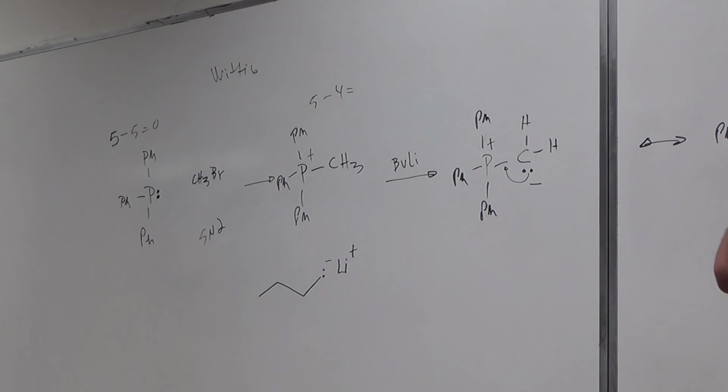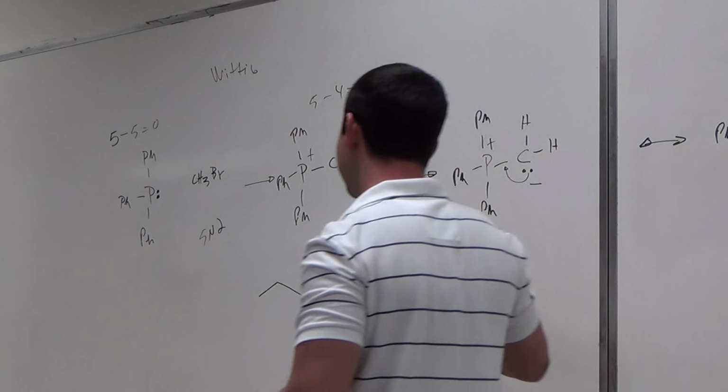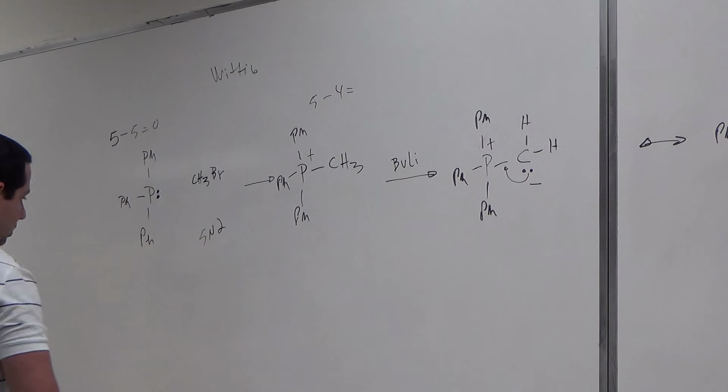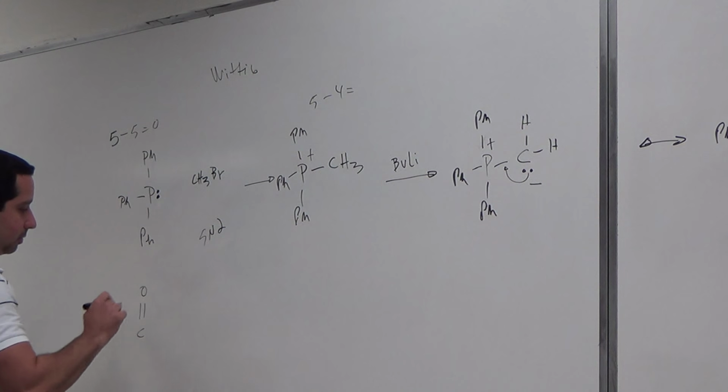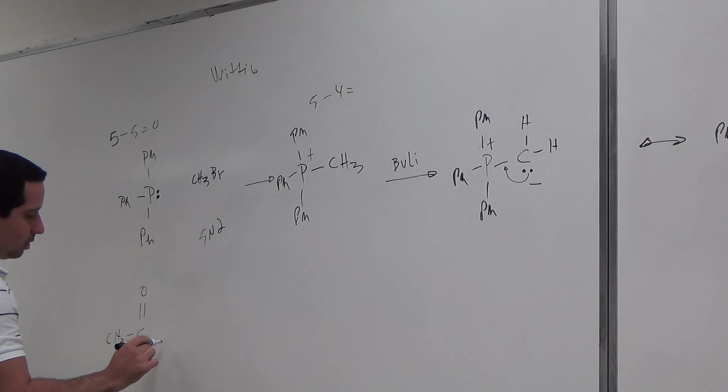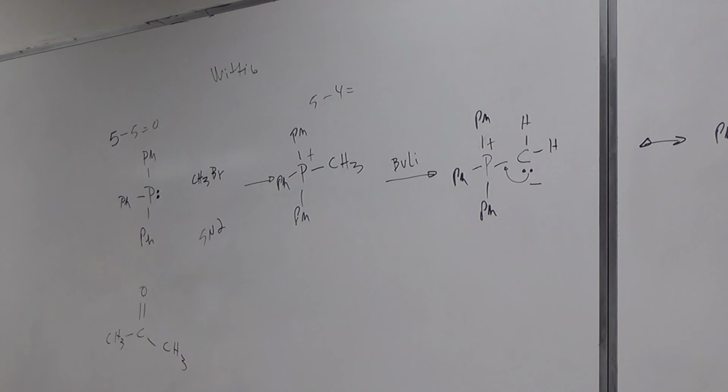So, you might see this on the test. I may write it like this, but you have to know that this acts like a negative charge here on this carbon. And negative charges do what on carbonyls? Attack. They attack it. So let's say we have something like this, and then I add this.